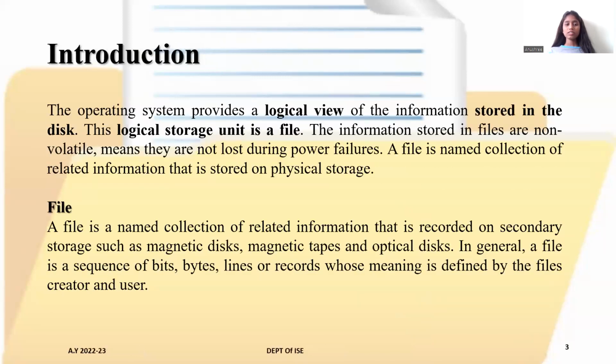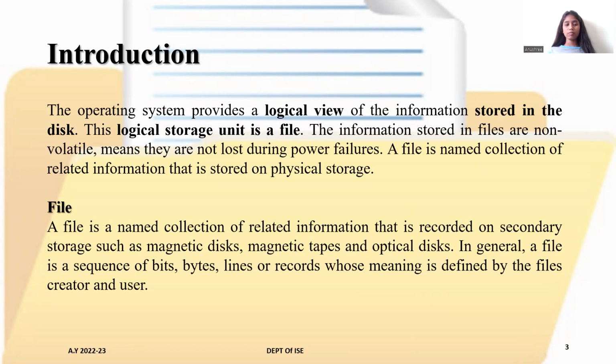Introduction. The operating system provides a logical view of the information stored in the disk. This logical storage unit is a file. The information stored in files is non-volatile, meaning it is not lost during power failures. A file is a named collection of related information that is stored on a physical storage.